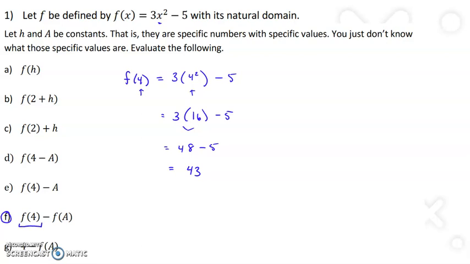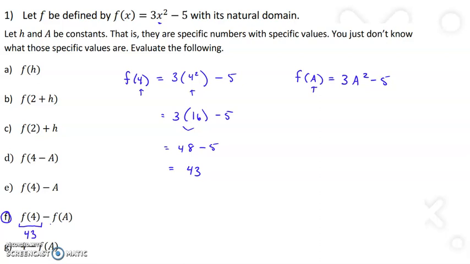Right, so that's just replacing this first piece down here for f of 4. Still need to calculate f of a. So we'll come back up to our function, and we are going to substitute in the value of a every time we see an x. This will give us 3a squared minus 5. And there's nothing more for us to simplify here.